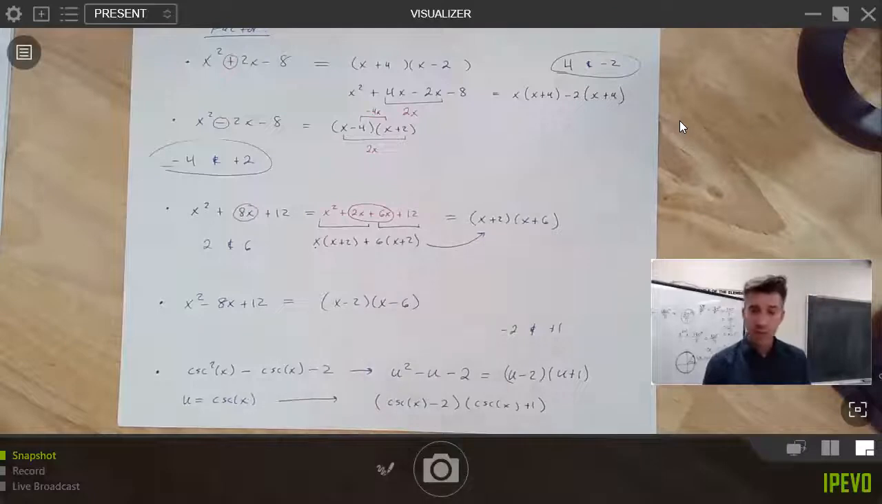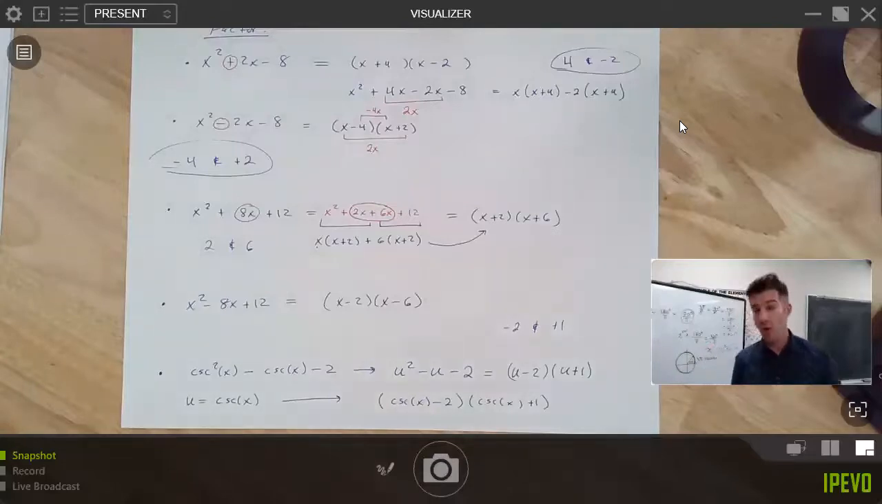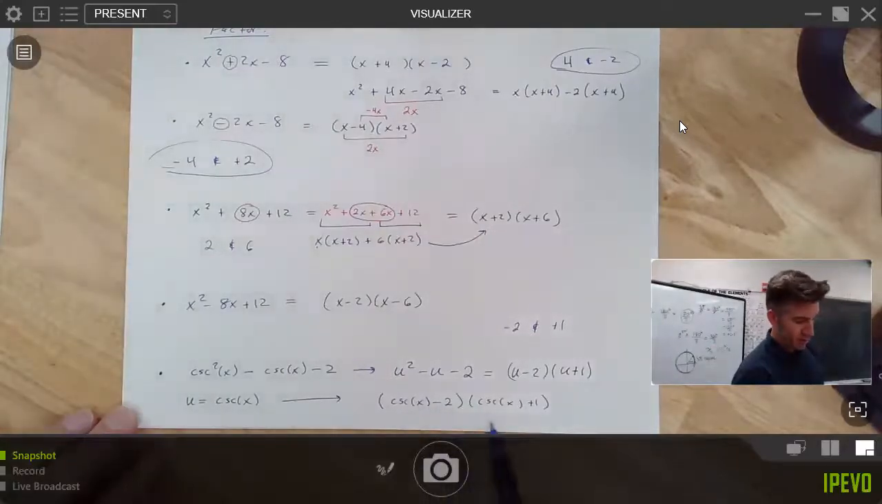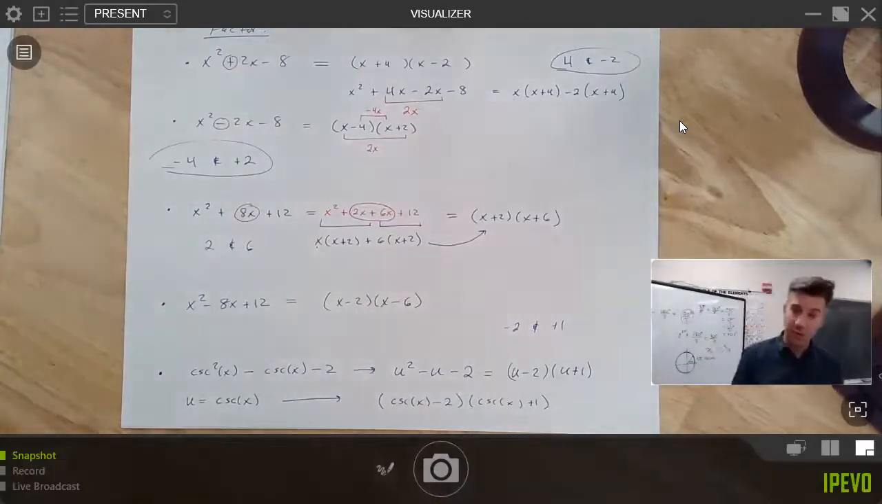You can skip the U substitution if you want. A lot of people just pretend that cosecant is the variable and factor that way. And then if you were trying to solve this equal to 0, you would say cosecant of x minus 2 equals 0, so cosecant of x is equal to 2. And cosecant of x plus 1 is equal to 0, so cosecant of x is equal to -1. And then I'd probably talk about sine. If cosecant is equal to 2, sine is going to equal 1/2. And if cosecant is equal to -1, sine is going to equal -1.